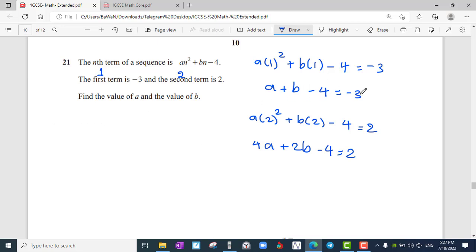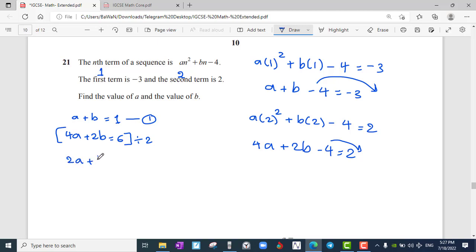And of course we can simplify them more. This -4, when it goes to the other side, becomes +4. With -3 it will be 1. So the first equation is a plus b equals 1. The second equation, this 4 goes to the other side, plus 2 will be 6. 4a plus 2b is equal to 6. Let's say this is the first equation. This equation is divisible by 2, so I do the division to make the equation simpler. So it will be 2a plus b equal to 3, and this is the second equation.